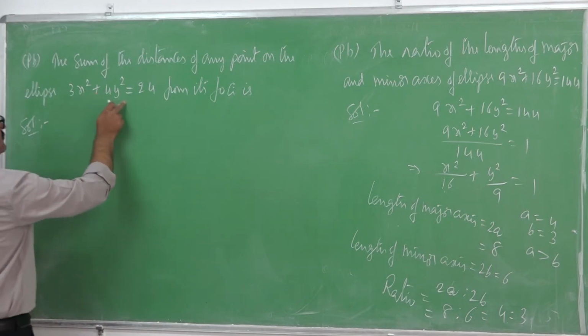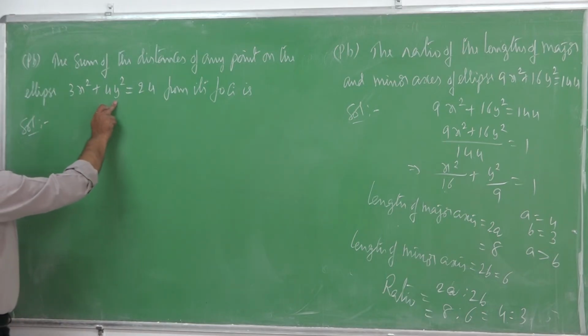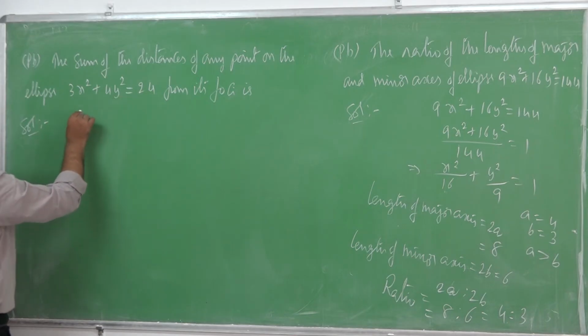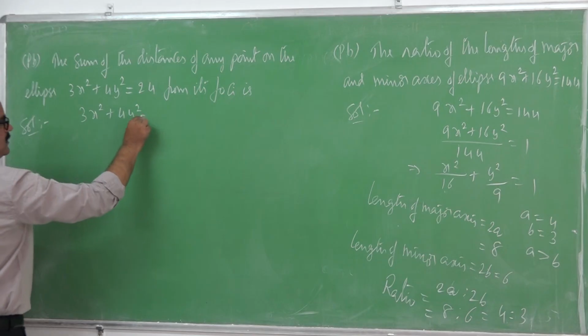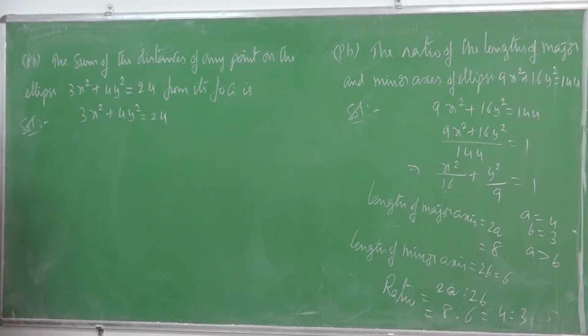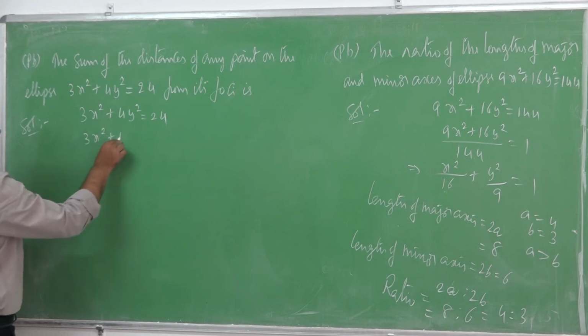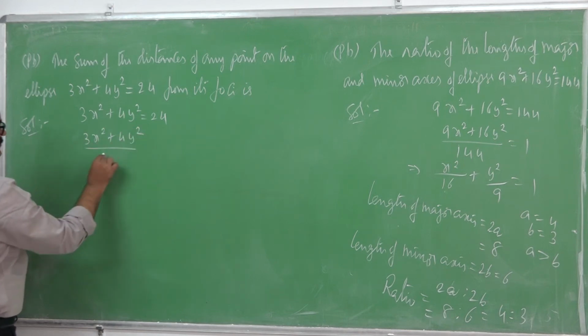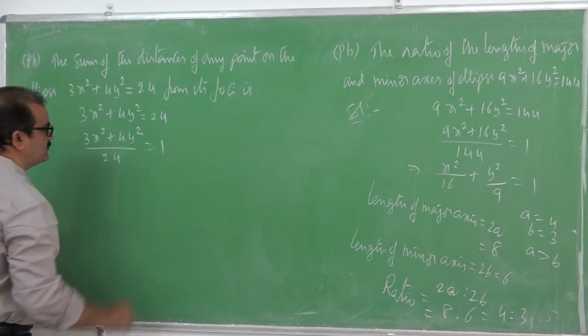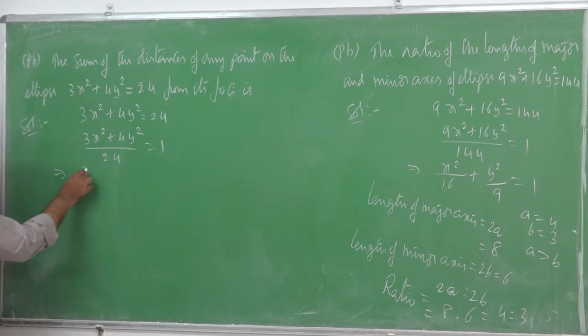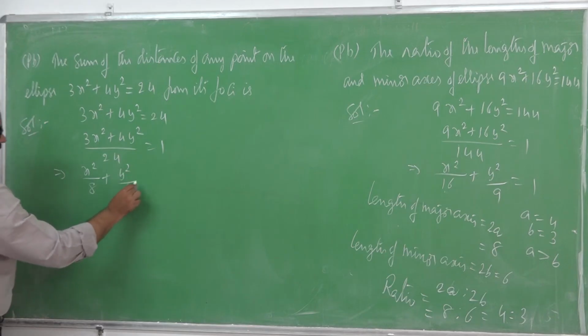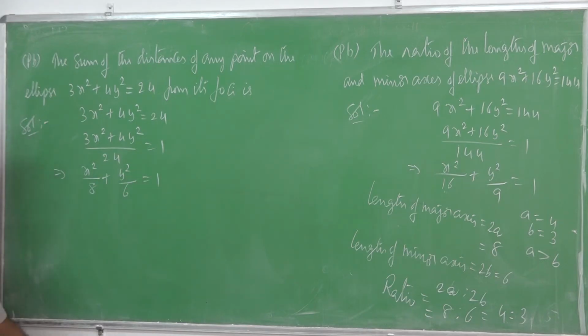Okay, first we reduce this ellipse equation into standard form. What is the given equation here? 3x square plus 4y square is equal to 24. Now write it as 3x square plus 4y square by 24 is equal to 1. It is x square by 8 plus y square by 6 is equal to 1.